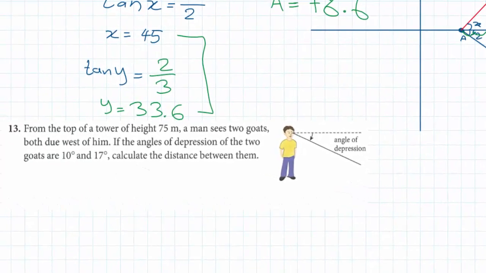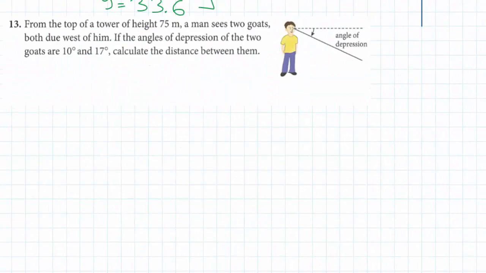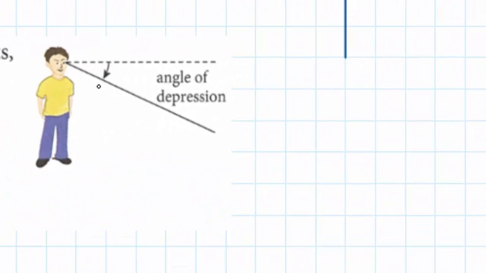Question 13. From the top of a tower of height 75 meters, a man sees two goats, both due west of him. If the angles of depression of the two goats are 10 degrees and 17 degrees, calculate the distance between them. Firstly, angle of depression is an angle like this. This is the angle of depression.